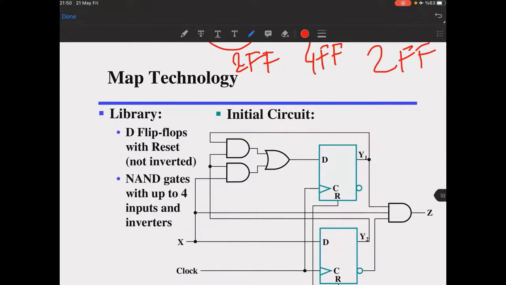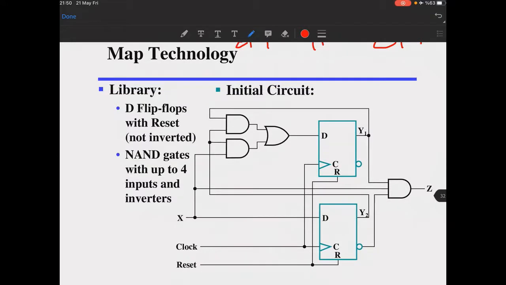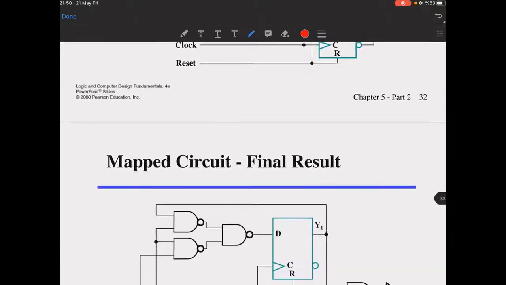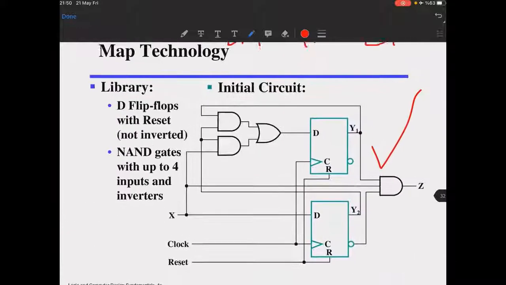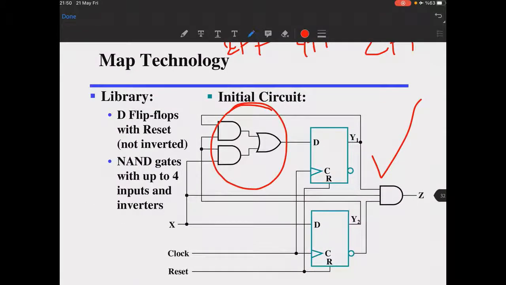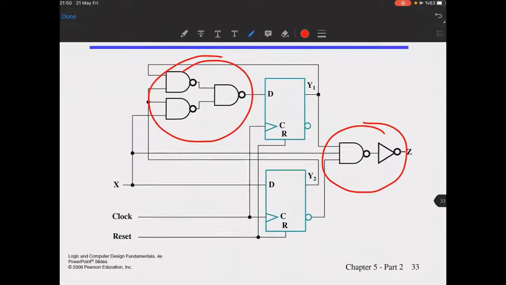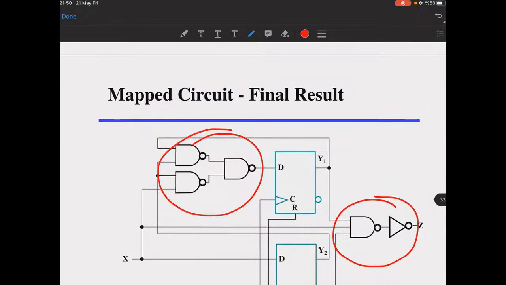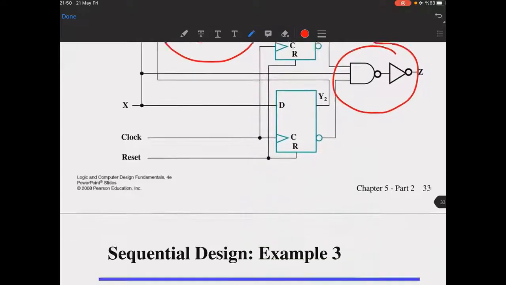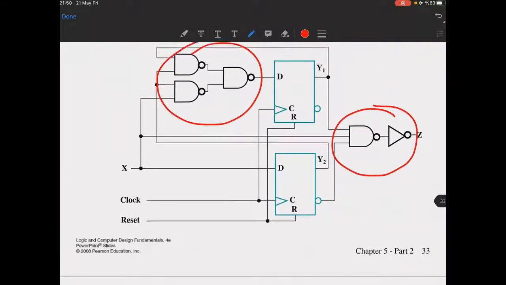So finally, your circuit will look like this. If you make the necessary connections and build it, it will look like this. And if you make the necessary technology mapping here to NAND gates, and of course for this parts, this would be your final result. This is your mapped circuit and final result of the circuit.